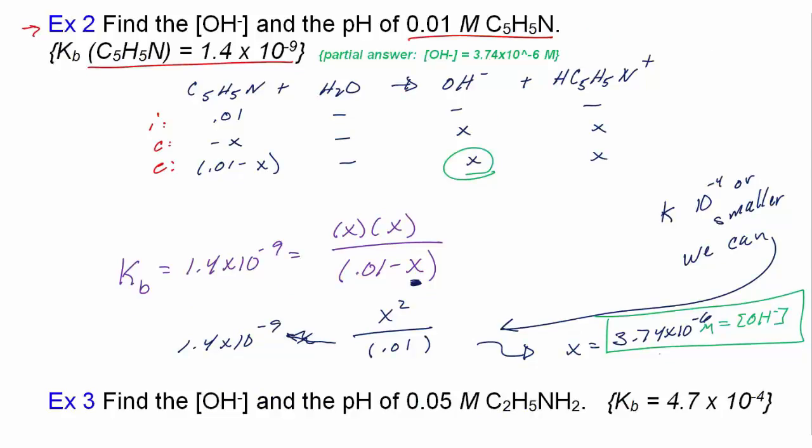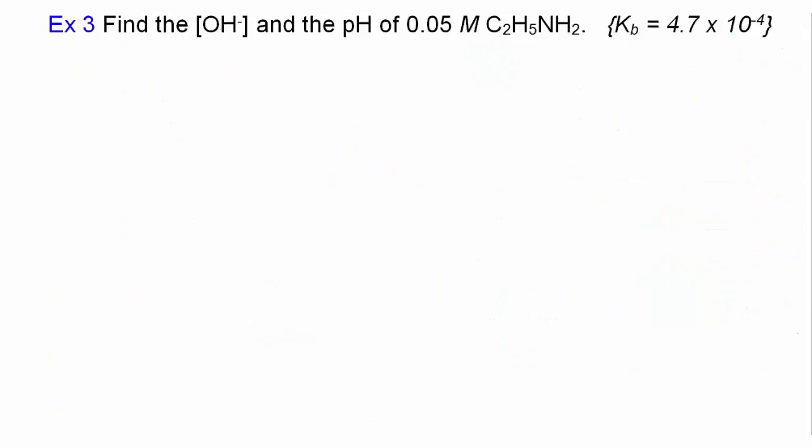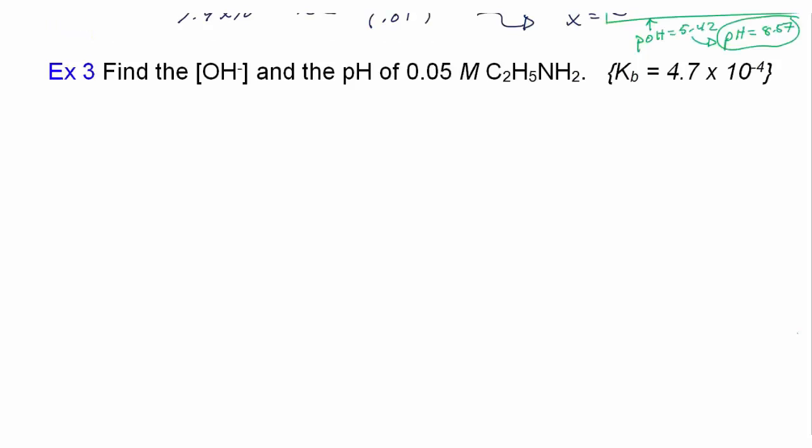Since the hydroxide concentration is 3.74 times 10 to the negative 6, the pOH would be 5.42. Just take the log of it, right? Subtract that from 14, and your pH would be about 8.57. So there's our two answers. Find the hydroxide and the pH of this solution.